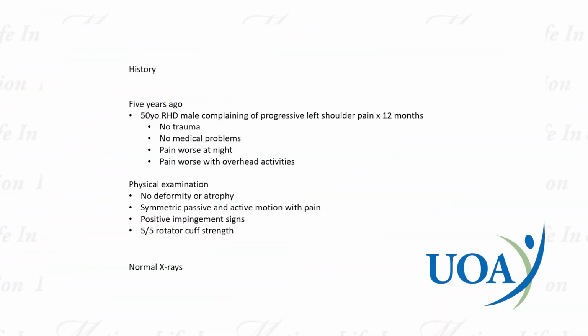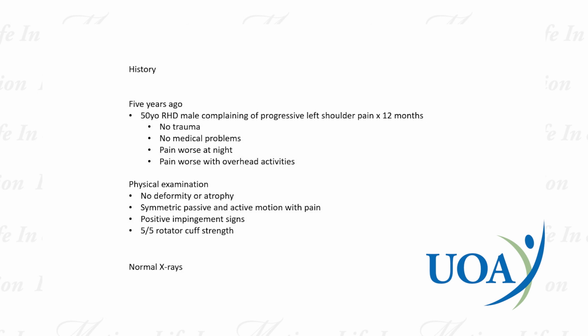So to kind of summarize everything that we spoke about and bring it all home, we have a case presentation. This is a patient of mine who I saw not too long ago. And I just wanted to get your guys' thoughts on what was done and see if you would have done anything differently. So I initially saw him 5 years ago. At the time, he was 50 years old. He was a right-hand dominant male, and he was complaining of progressive left shoulder pain for approximately 1 year.